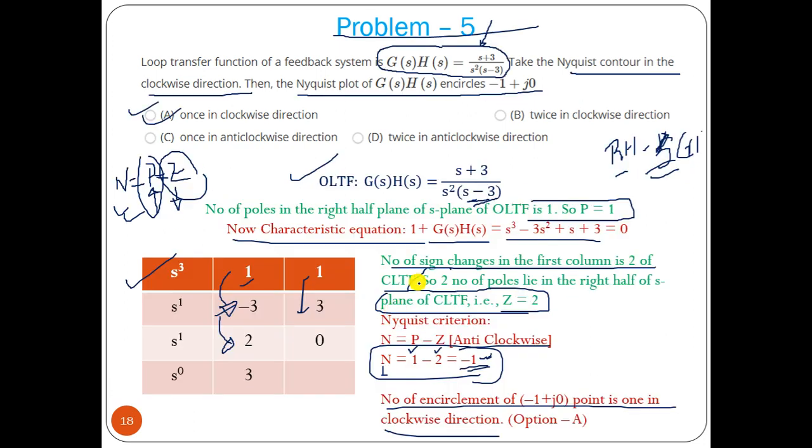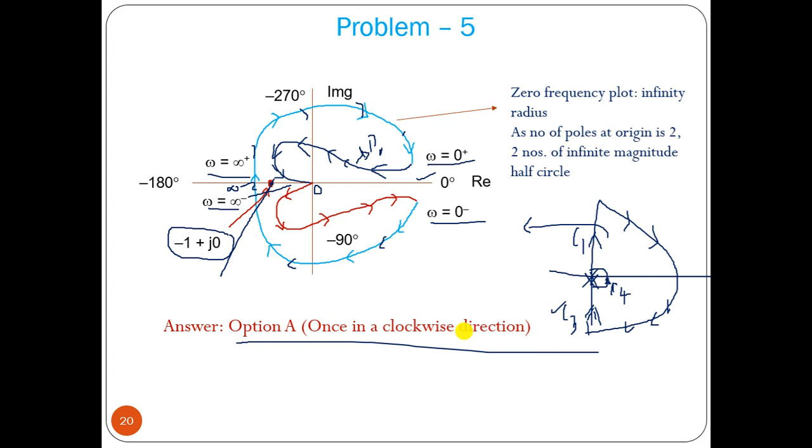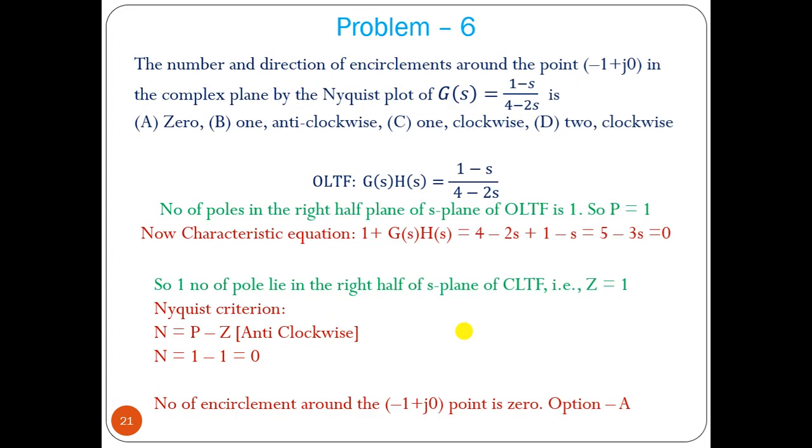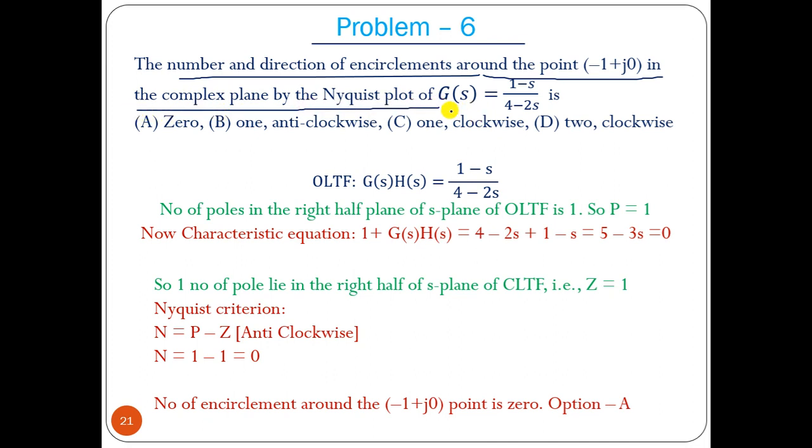Now without doing that also we can solve it very easily. This is the technique to solve if we know the open loop transfer function. Now again, the sixth problem: number and direction of encirclements around the point in the complex plane by the Nyquist plot of this open loop transfer function. Again the open loop transfer function is given. If the open loop transfer function is given and you have to find out the number of encirclements and the direction, we can do it very easily.